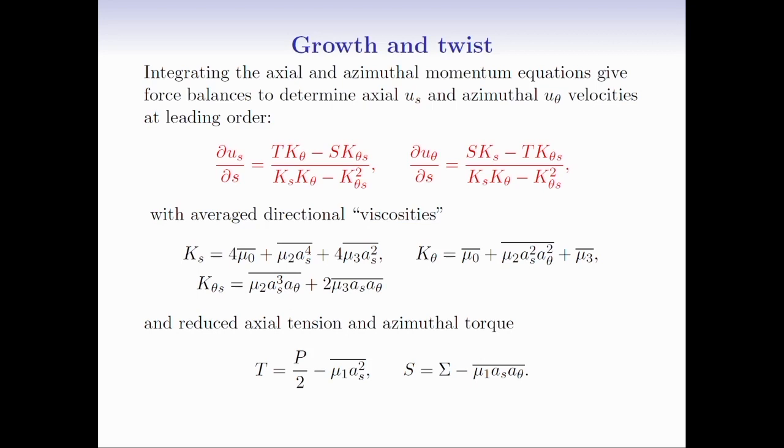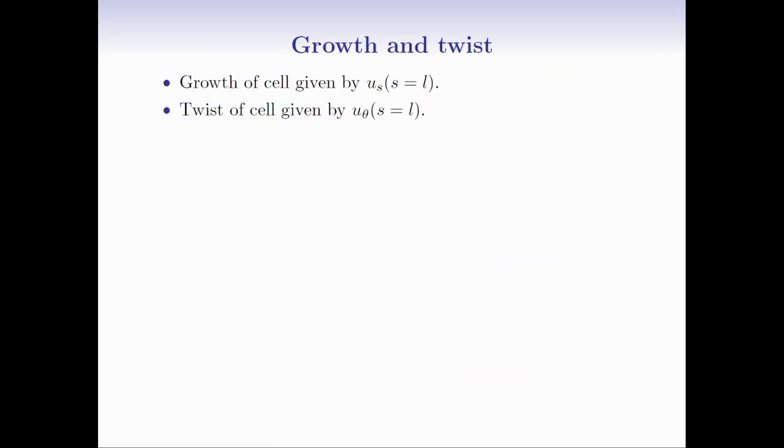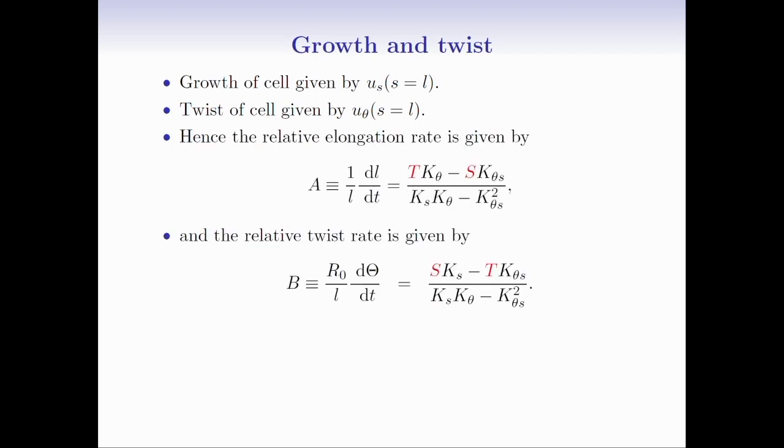That's interesting because you can show under appropriate conditions that the right-hand sides of both of these are independent of S, which means you can just integrate them and they're going to be linear, so the velocity is going to be linear in S. So for my growth of my cell, if I keep the bottom of my cylinder fixed, the axial velocity at the end tells me how quickly I'm growing, and the azimuthal velocity at the end tells me how quickly I'm twisting. So you can work out what those are.